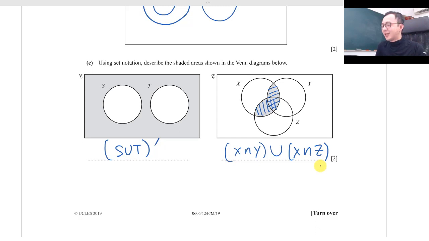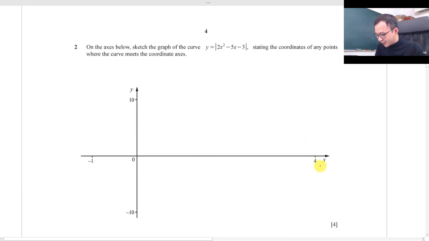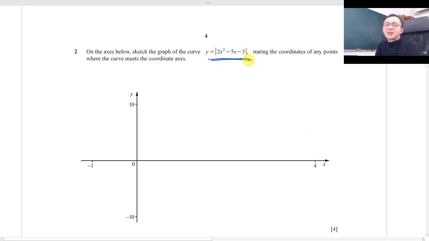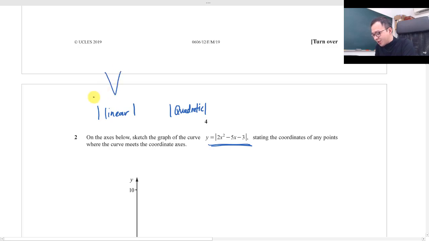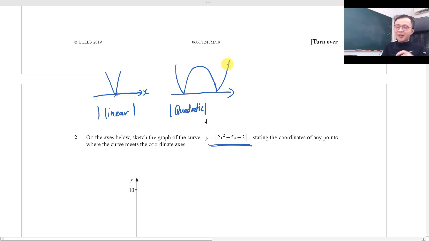Alright, let's move on to the next question. Modulus. In IG you have two types of modulus graph. One is where the inside of the modulus is linear. The other type is where the inside of the modulus is quadratic. For linear, the shape of the graph is quite obvious: you get a V shape, and the vertex is on the x-axis. For quadratic, you get something that looks like a W. These two shapes are fixed, so you can just follow them.